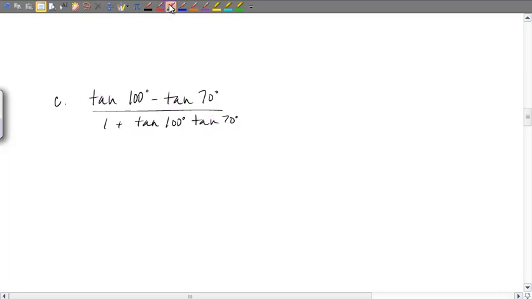We're going to use our new identity that we talked about today, which was the tangent of, because the numerator is negative, the difference identity. So it's the tangent of 100 minus 70, because those are the only two angle measurements I'm using in this example. Let's simplify that. That becomes the tangent of 30, which is easy, just the square root of 3 over 3.